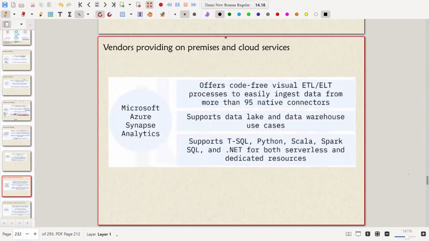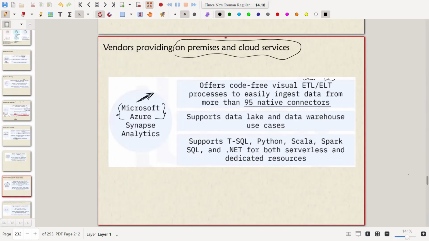Fine. So this is another one where you can see both on-premises and cloud services are there, right? You can find them on premises as well as on cloud. It is something known as Microsoft Azure. You can Google this Microsoft Azure to know more about it. You can see it works with either ETL or ELT processes to easily ingest or integrate data, with more than 95 native connectors.